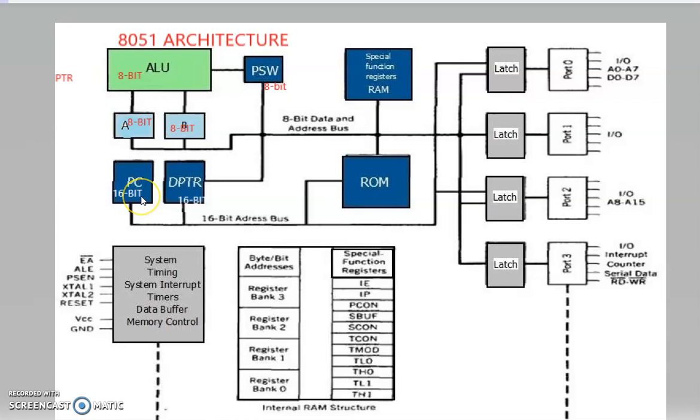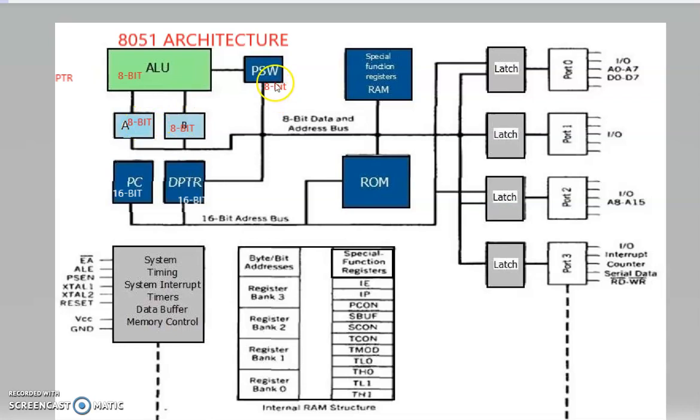Next is the program counter, PC. We have already discussed that the program counter holds the address of the next instruction to be executed. So it holds the memory address. We know that the address bus of the 8051 is a 16-bit address bus. So to hold the memory address, the capacity of the register should be 16-bit. So the program counter here is 16-bit.